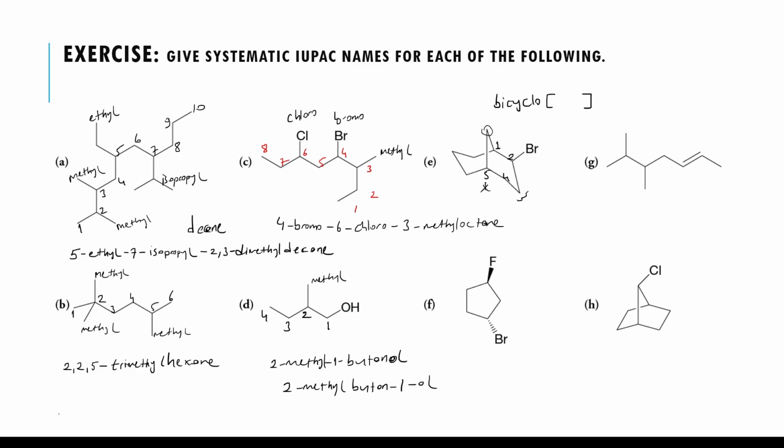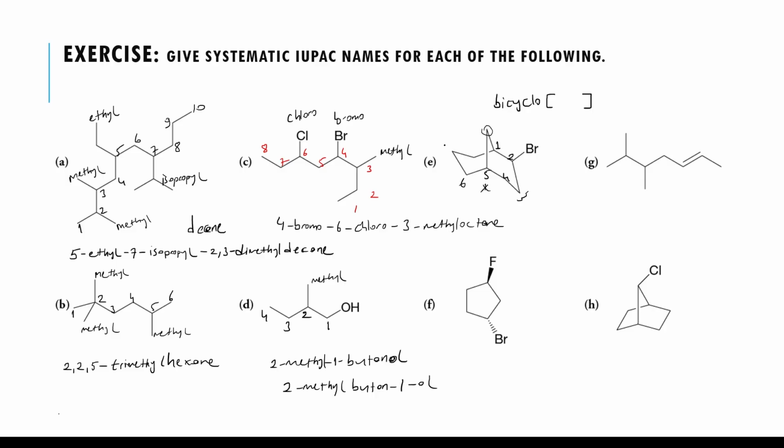So if I start from here, 1, 2, 3, the 4th position will be my substituent, but this way I have the second position as the first branching. Okay, so this is 2-bromo. Then after 5 we have to continue numbering in the other cyclic part.